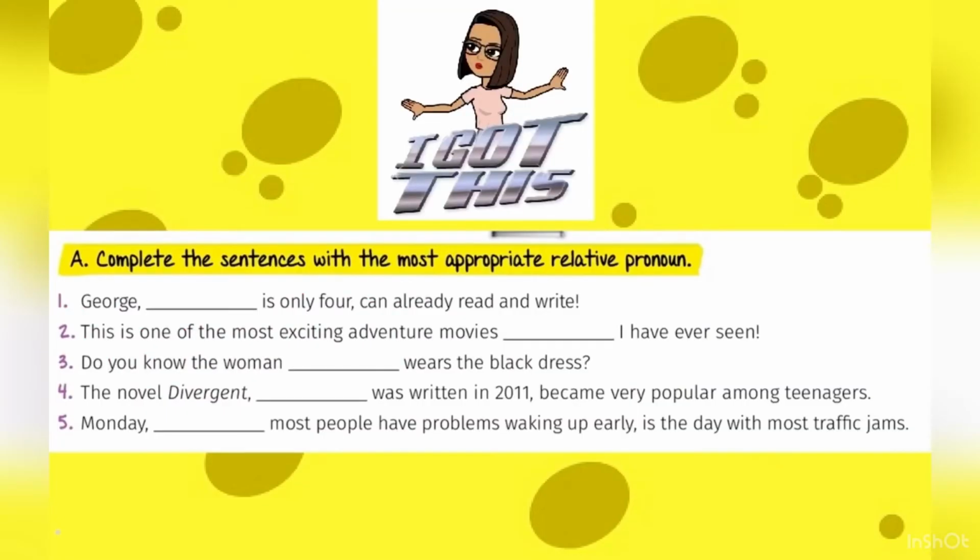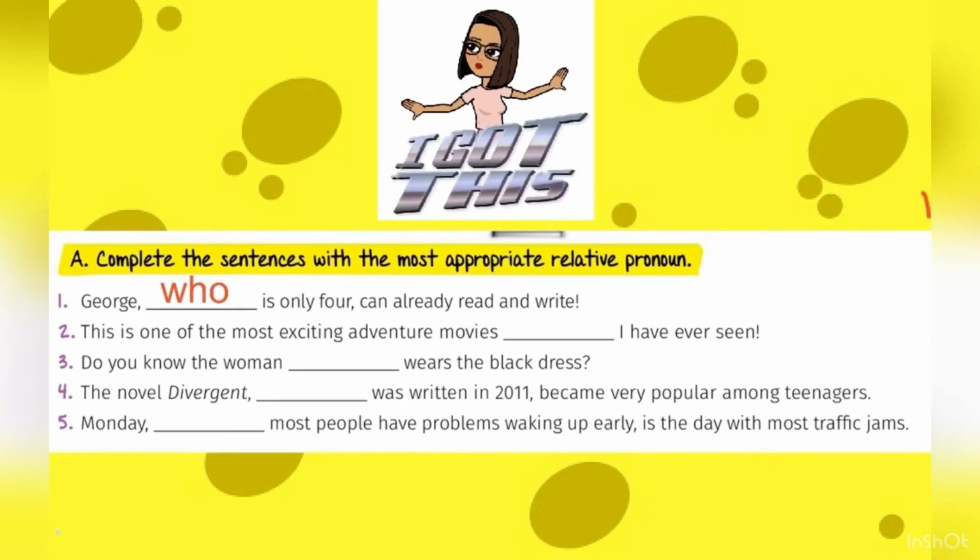Now let's do some practice on page 178 in your books. It says complete the sentences with the most appropriate relative pronoun. Number 1, George blank is only 4. Can already read and write. So the answer is who, because we are describing a person.